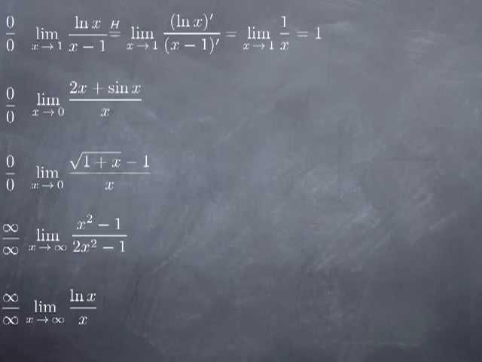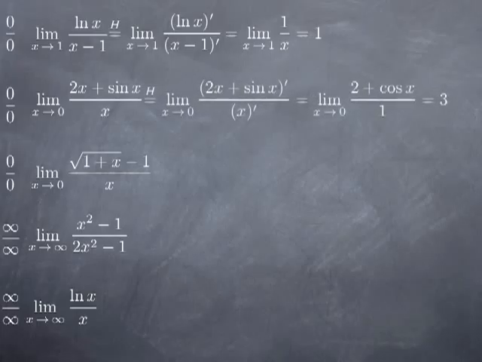In the second case, I have again a quotient of differentiable functions, undetermined 0 over 0. I can apply the rule of de L'Hopital, and it tells me that this limit is the same as the limit of the quotient of the derivatives of top and bottom. Derivative of the top in this case is 2 plus cosine x, the bottom is 1, and the limit at 0 of 2 plus cosine x is 2 plus cosine 0, which is 1, so we obtain 3.